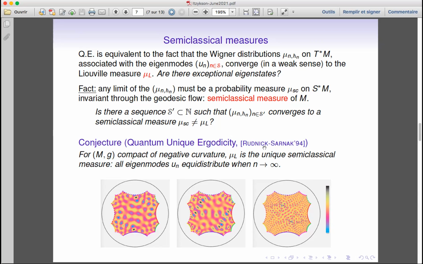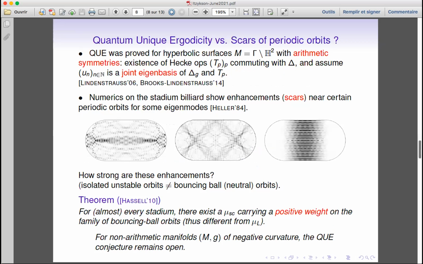This is called quantum unique ergodicity, and this conjecture has proved to resist more than people expected. So far it was proved for very few systems. It was proved by Lindenstrauss for a certain family of hyperbolic surfaces, that is, surfaces of constant negative curvature, which also have arithmetic symmetries. Here arithmetic symmetry means the existence of a family of so-called Hecke operators, which are some discrete Laplacians which commute with the standard Laplacian. They all commute together, so they form a commuting family of operators, and you want to diagonalize them simultaneously. And this is what Lindenstrauss considered.